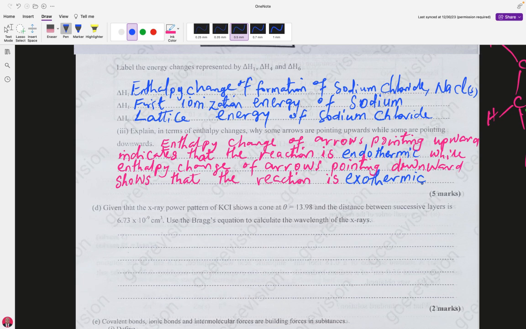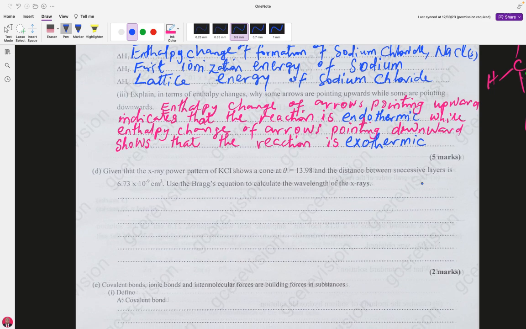Okay, the D part of it. Given that the X-ray powder pattern of potassium chloride shows a cone with an angle theta of 13.98 degrees, and the distance between successive layers is 6.73 times 10 to the minus 9 centimeters, use the Bragg equation to calculate the wavelength of the X-ray. This involves diffraction of X-rays using the Bragg equation.